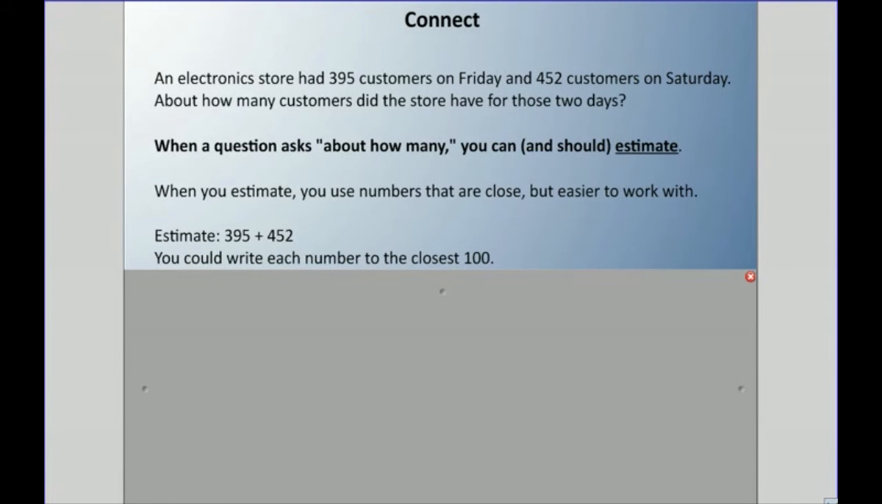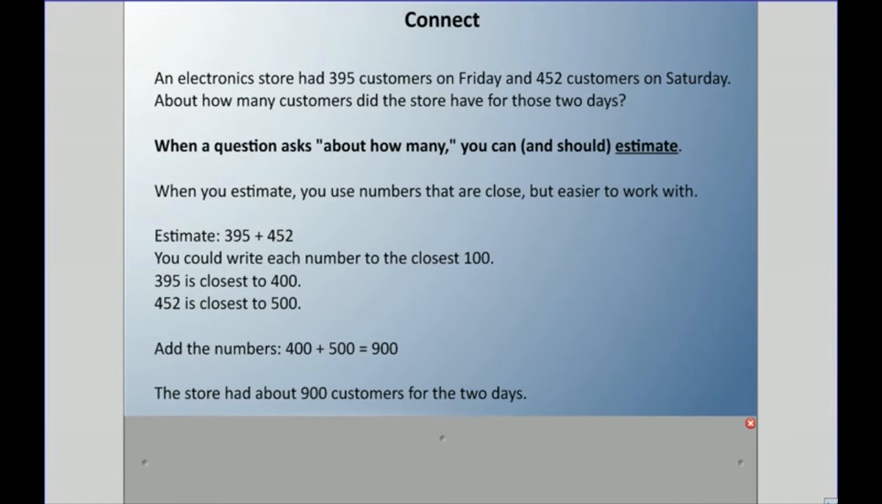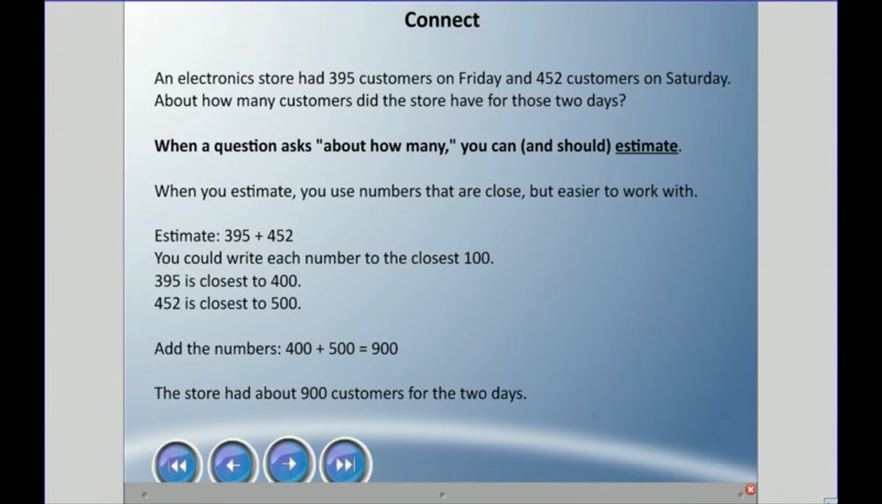Well, we could write each number to the closest hundred. So for 395, well, it's pretty close to 400, so we'll go to the closest hundred there for 400. And 452 is actually closest to 500. I know it's kind of in the middle, but it is technically closest to 500. Well, we could add those two. 400 plus 500 is 900. So we could say an estimate for this problem is, well, about 900 people came on the 2 days.